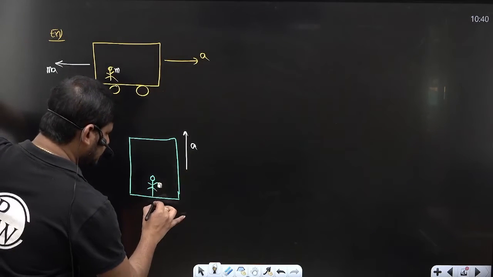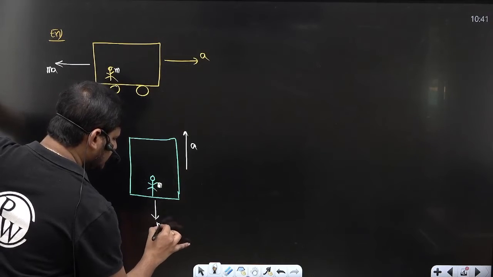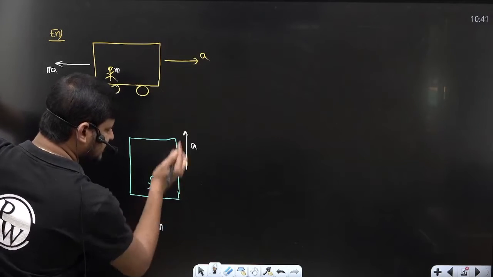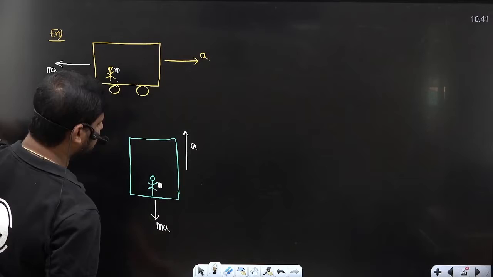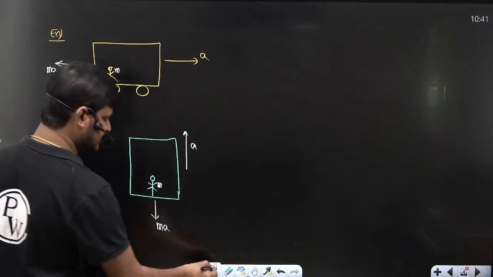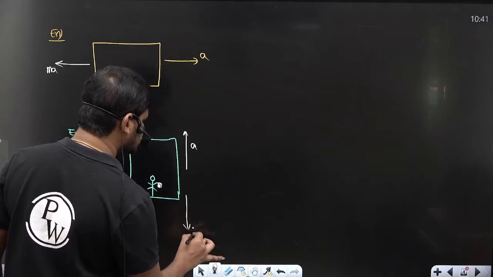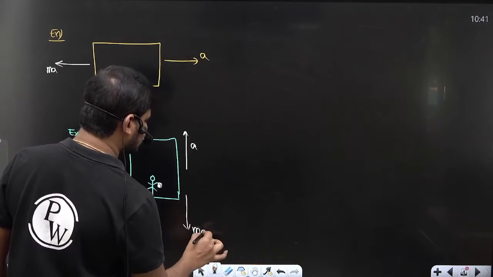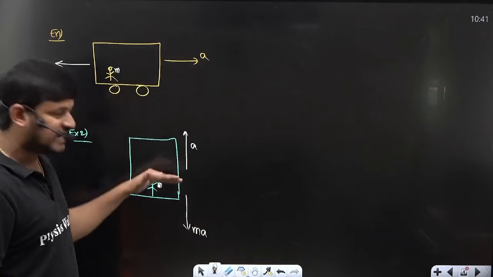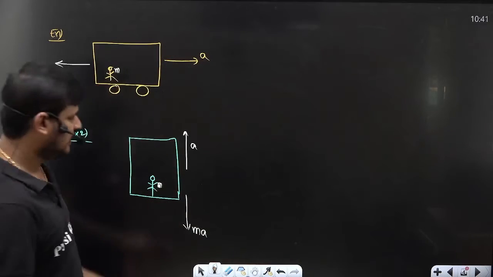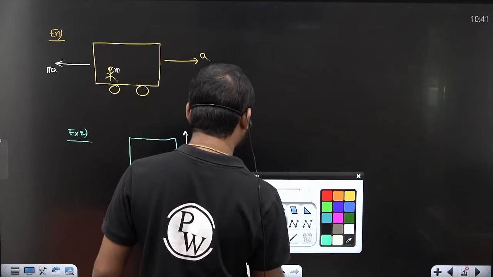So in such a case, what happens? The weight and the pseudo force ma will act in the opposite direction. We can write: his weight will be there, as well as the pseudo force, which is his mass into acceleration. This is the pseudo force, which acts opposite to the acceleration, right? And similarly, let me take one more example, guys.